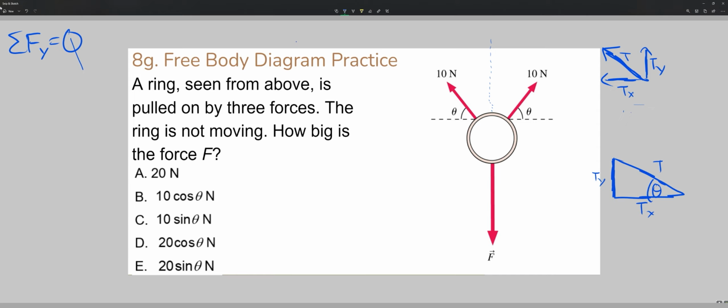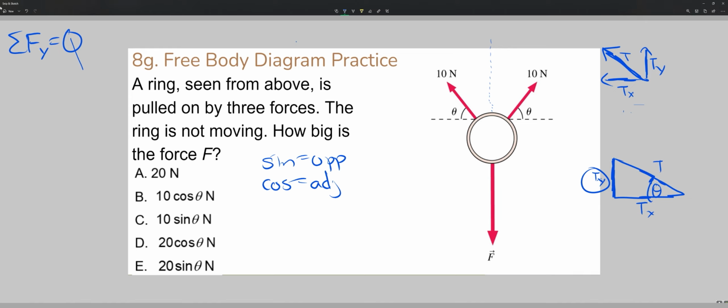Here's how I like to think about trig. I like to think of sine as opposite. I like to think of cosine as adjacent. From that point on, you can pretty much solve all problems. So where is Ty in reference to your angle? Is Ty adjacent or opposite to this angle right here? Well, Ty is opposite to this angle.